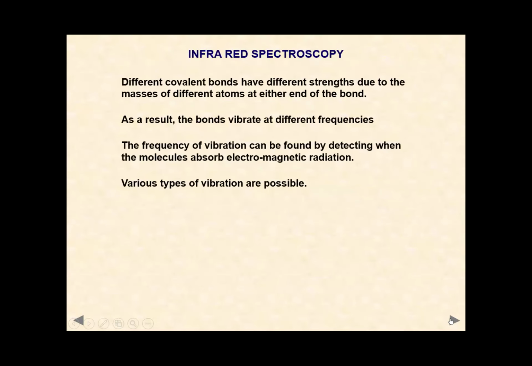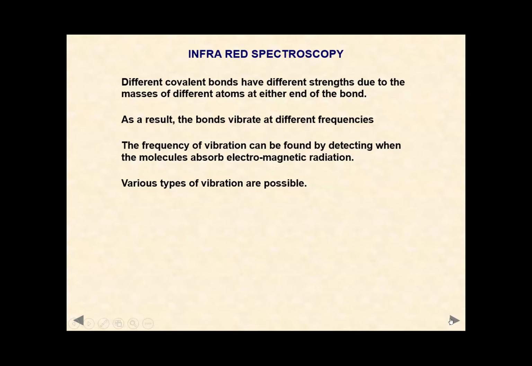Before we start, we should know about the bonds. Different covalent bonds have different strengths due to the masses of different atoms at either end of the bond. If you have methane, or ethanol, or alkyl halides, that is called halogenoalkane, you know that there are different covalent bonds and they have different strength. Actually, strength depends on the masses of the different atoms attached to the central atom. So every molecule has a different strength, right?